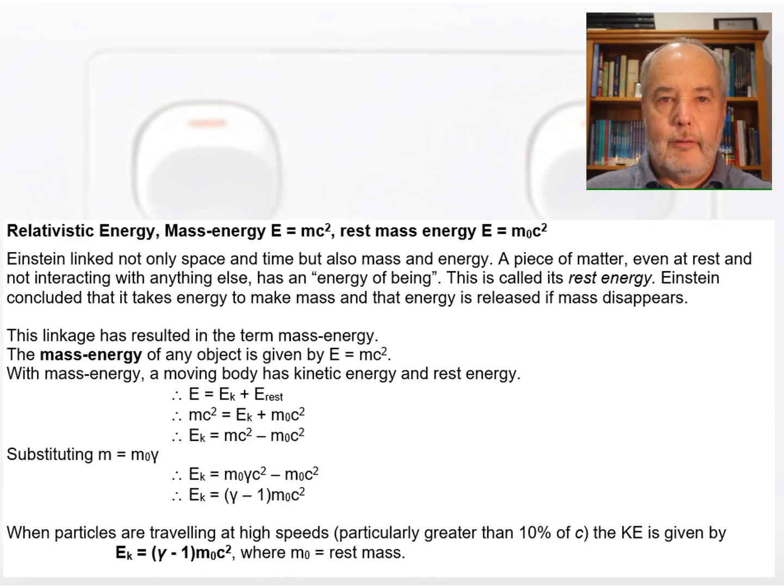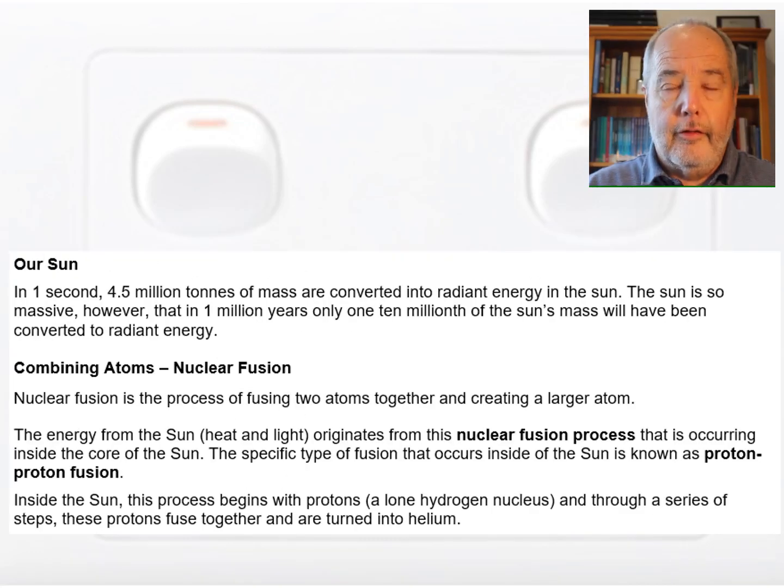Nuclear fusion is the process of 2 atoms joining together to create a larger one. In our Sun, 2 protons combine to form helium.